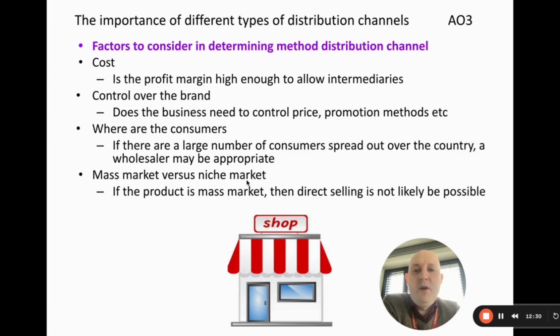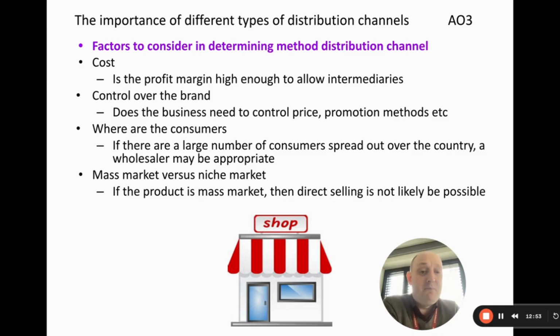And finally, mass market versus niche market. If the product is mass market, then direct selling might not be possible, because if it's mass market, then you're going to have a lot of consumers. And so direct distributing the products to all of those consumers may be very expensive, logistically very difficult. So in those situations, wholesaler and retailer may be more appropriate.